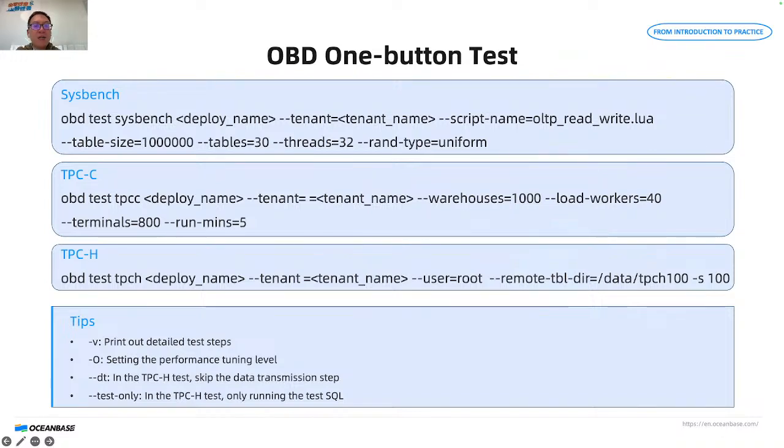that require a restart. For TPCH testing, you will often see this DT. The first parameter is DT. DT means disable local TBL transfers to the remote TBL directory. And the second one is test only. Test only means skip initialization and run only the test cycle.